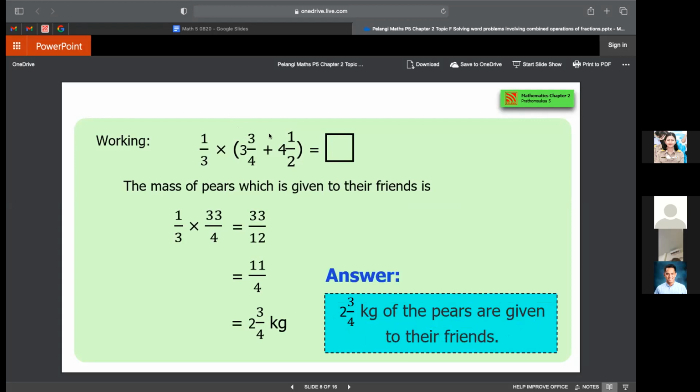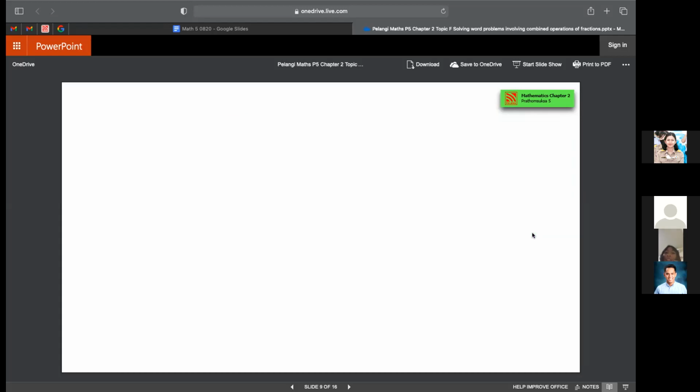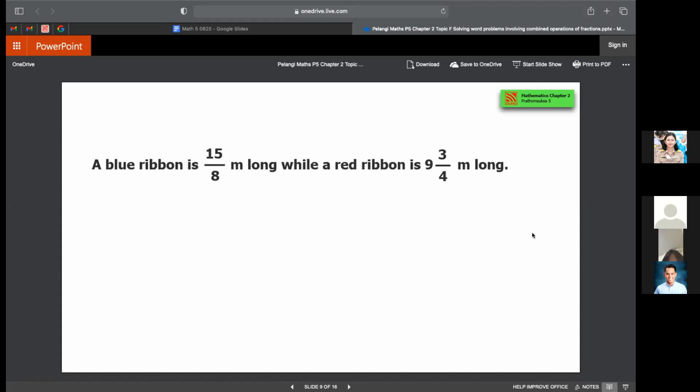First, you add and then you multiply. That is how we solve word problems. We analyze, we think what to do, we add, and then we multiply. Next problem. I have here 3 problems, don't worry. Then we will answer the book already.